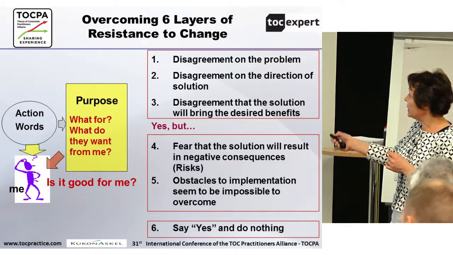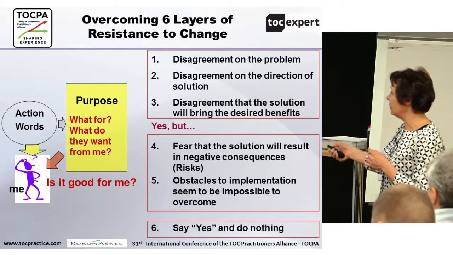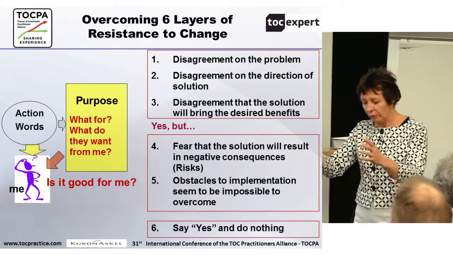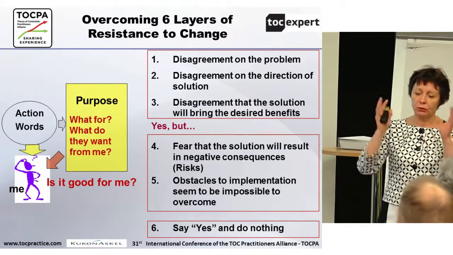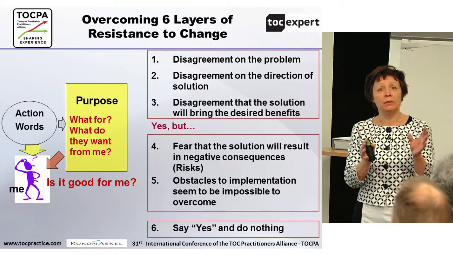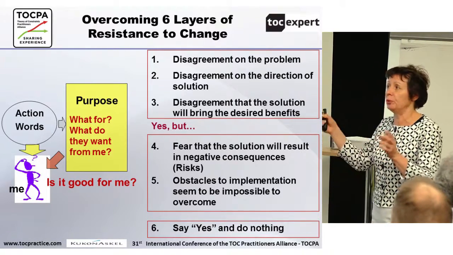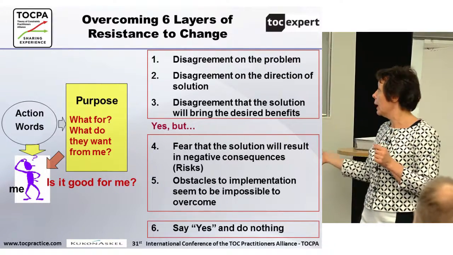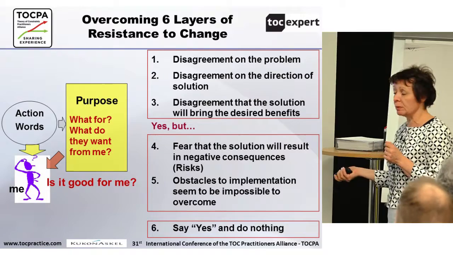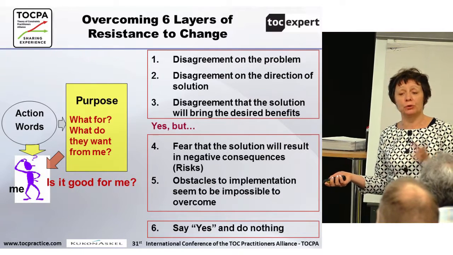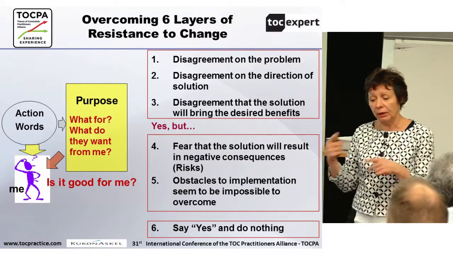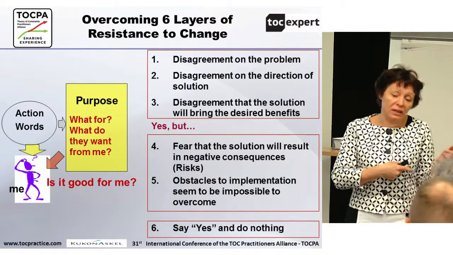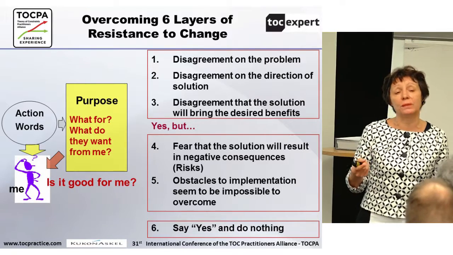When people agree with all these three elements, the problem, the direction of the solution, and that the solution will bring the benefits, then we say that the person agrees with the solution, kind of bought into the solution. And then the next stage comes, people start saying yes, but, and they are of two categories. Yes, but I see some negative consequences for me. And yes, but I see that there are obstacles.